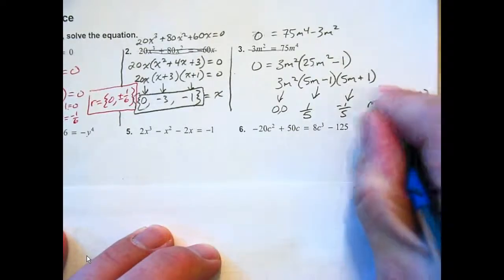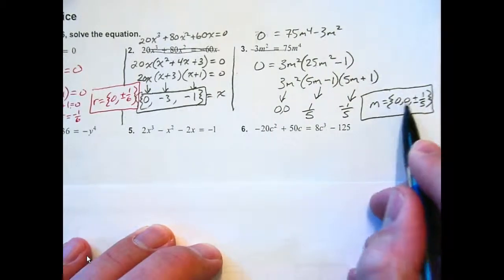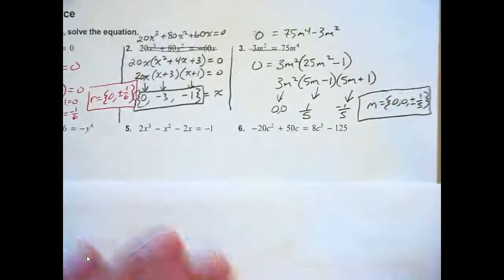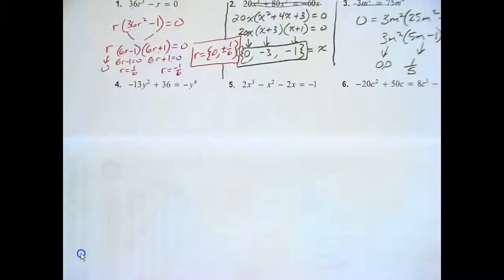Remember, the multiplicity just means that, well, tell your neighbor what it means is going to happen here on your graph. Okay, so remember, that's going to bump right there. It's going to change directions. Any questions on 3? Try number 4. I'll be walking around. Keep asking.